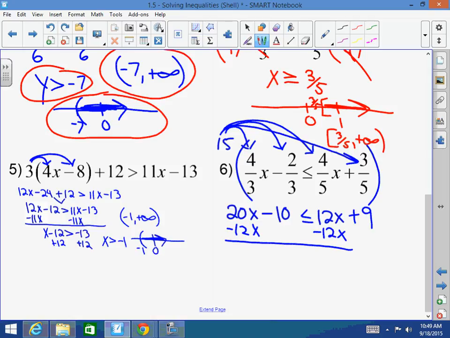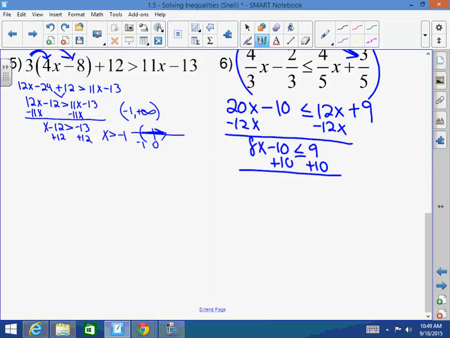And that's going to be 8x minus 10 is less than or equal to 9. Now, add 10 to both sides. Very good, gentlemen. So I've got 8x is less than or equal to 19. Then I divide by 8. Excellent, son. And x is less than or equal to 2 and 3/8.